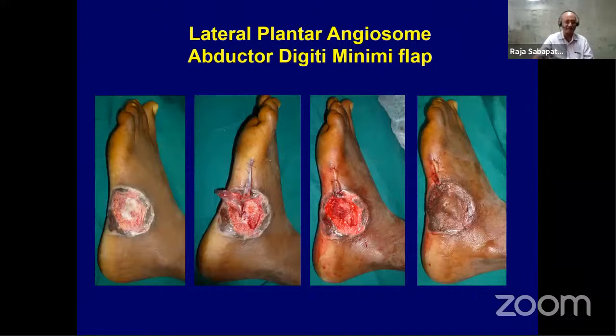Another common flap is the abductor digiti minimi flap. This is a small muscle. You don't get a big area. But here there's only a small part of the bone that is exposed. So for the small bone, we get a small flap.